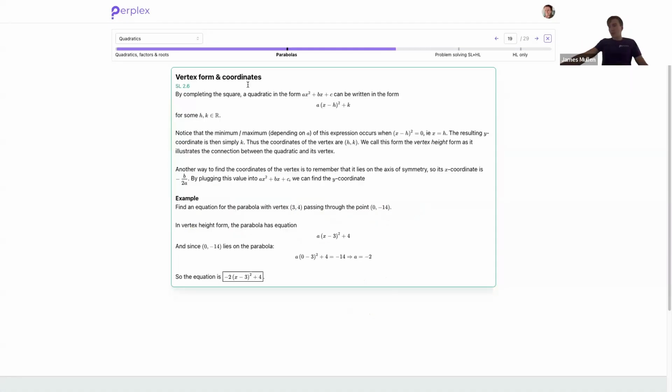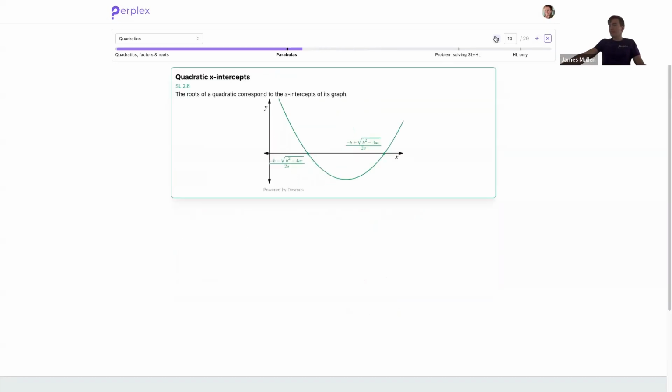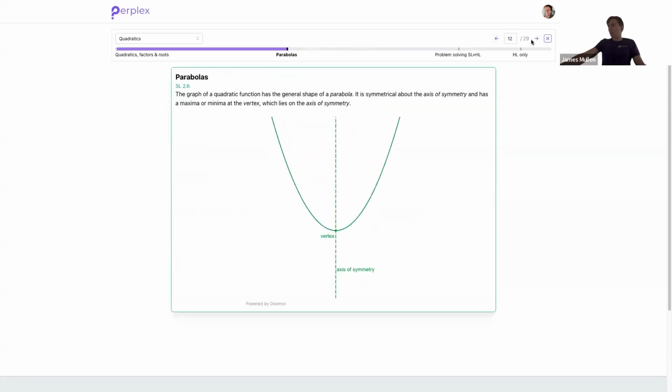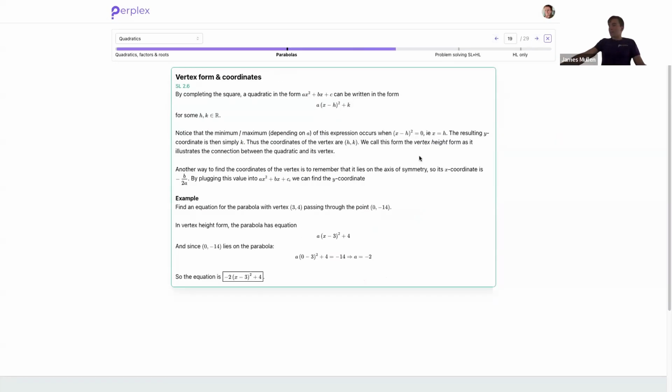All right, vertex form and coordinates. We talked earlier about the process of completing the square, and I mentioned that it was most useful for finding the coordinates of the vertex. And remember, the vertex is just the peak of the quadratic, or the minimum if it's concave up. And once I find a quadratic in the form a(x minus h) squared plus k, you should be able to notice that this x minus h squared term is always going to be positive, right? So I can never have x minus h squared be negative because a square is always positive, which means the vertex has to occur when this thing is 0.